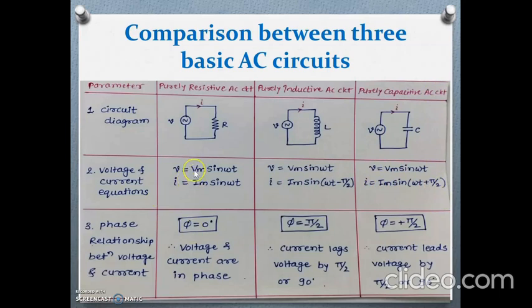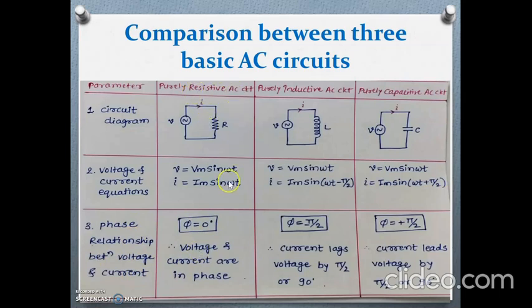If we compare these voltage and current equations, in a purely resistive AC circuit, the phase angle between voltage and current is 0, so phi is equal to 0. In a purely inductive AC circuit, if we compare these equations, we get the phase difference as minus pi by 2. In a purely capacitive circuit, the phase difference is plus pi by 2. There is a phase shift or phase difference between voltage and current. From this phase difference, we can say the phase relationship between voltage and current.